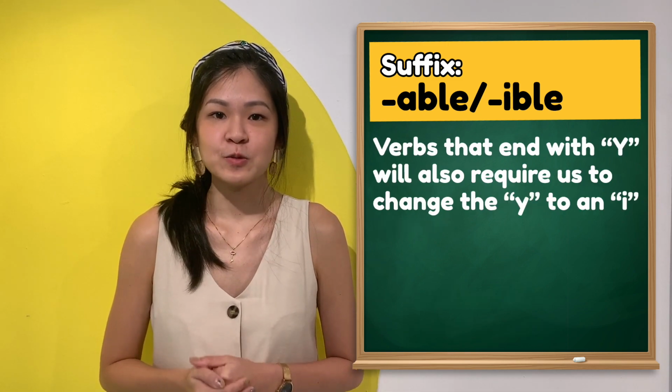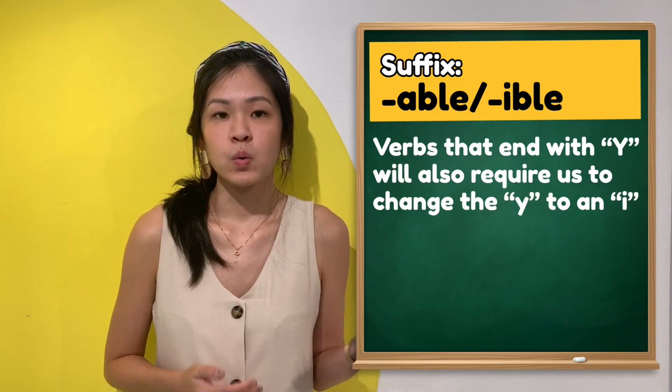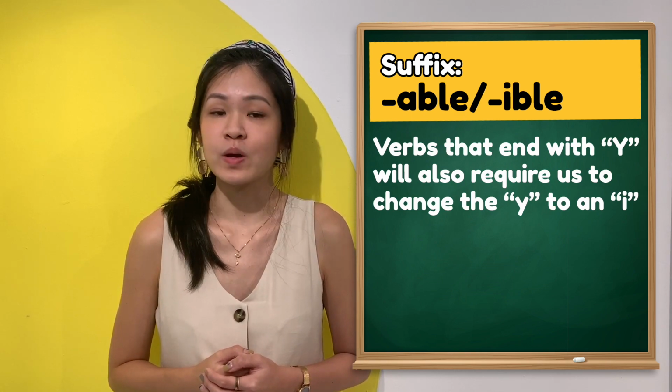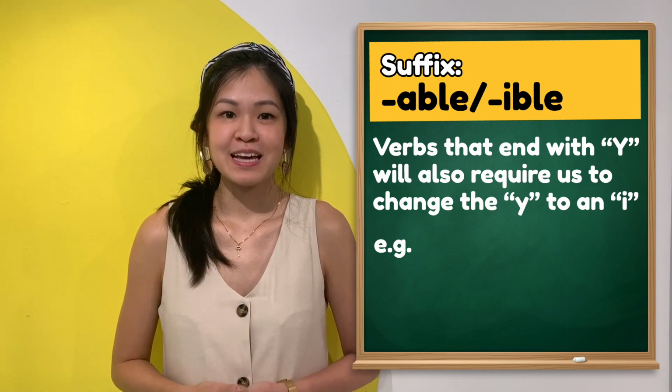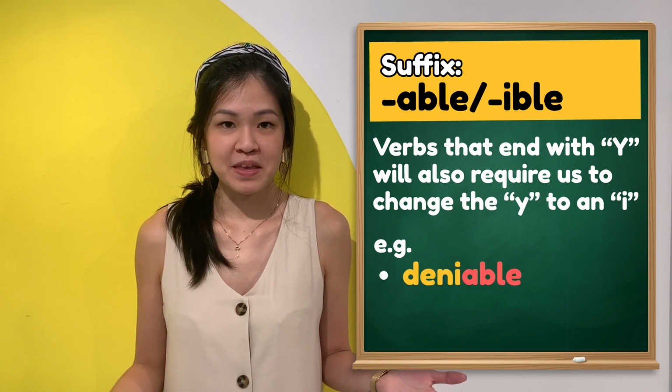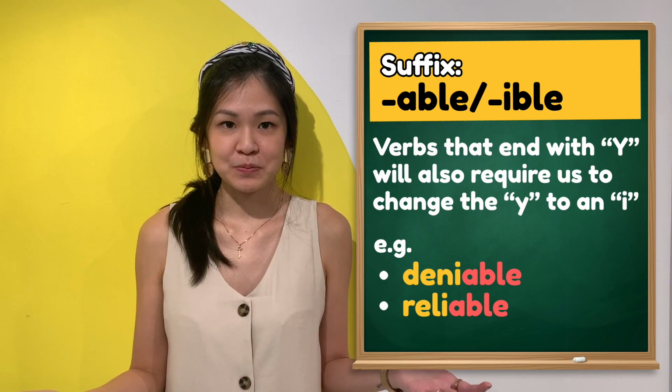Other than that, note that verbs that end with a Y will require us to change the Y to an I before adding the suffix able. For example, deny becomes deniable and rely becomes reliable.